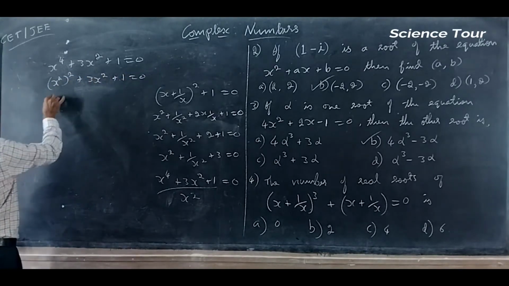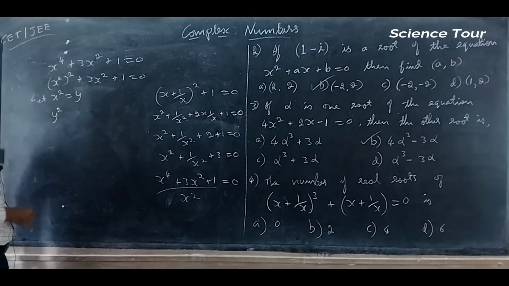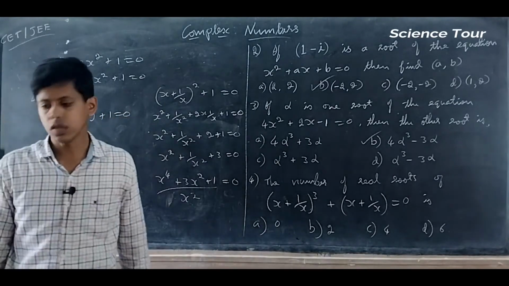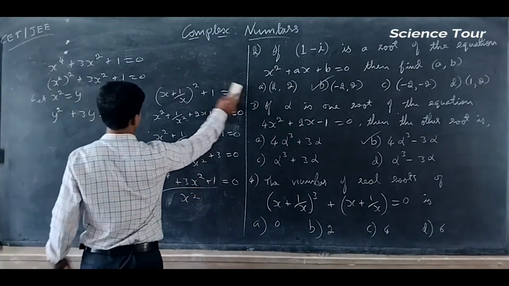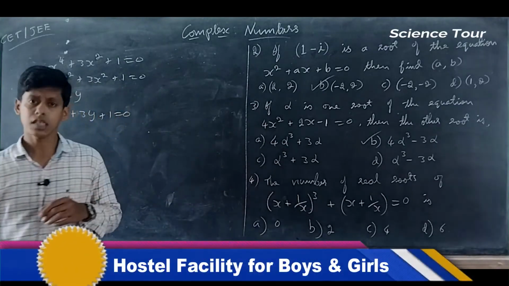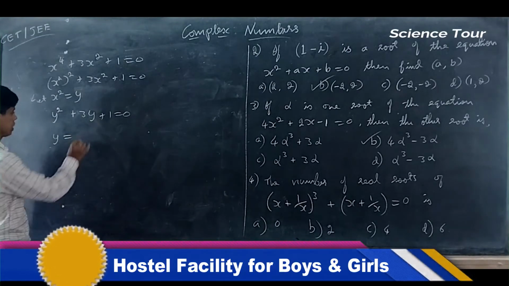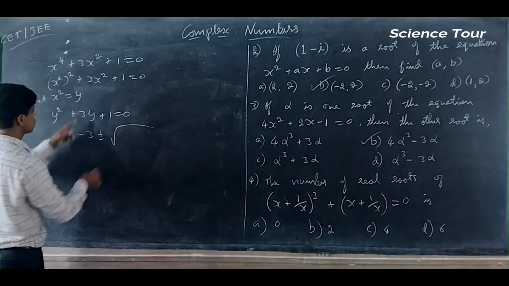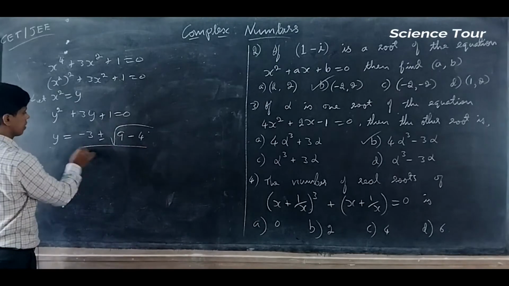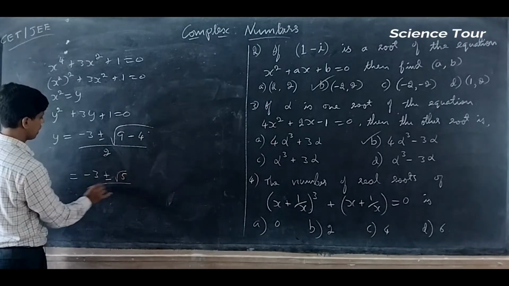So if I write x square is equal to y, then this quadratic equation becomes y square plus 3y plus 1 is equal to 0. So that is a quadratic equation. Now you can use your formula to find the roots of the quadratic equation. So what formula is that? So that is, yes, y is equal to minus b plus or minus square root of b square minus 4 into 1 into 1 divided by 2. Now that is minus 3 plus or minus root 5 divided by 2.